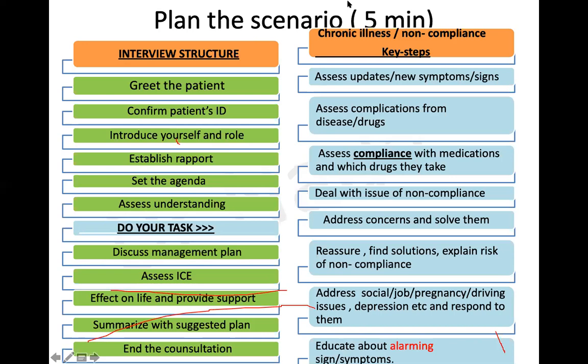Did you notice how my tone of voice changed? So you have to do it. Okay. That will come along with practicing. All right. Then do your task.